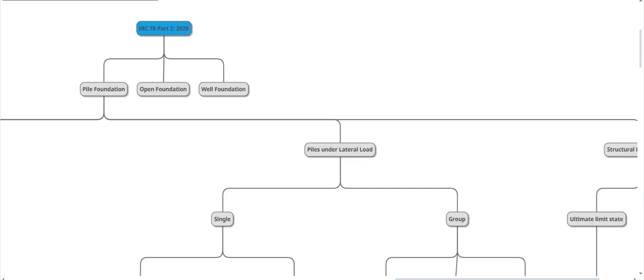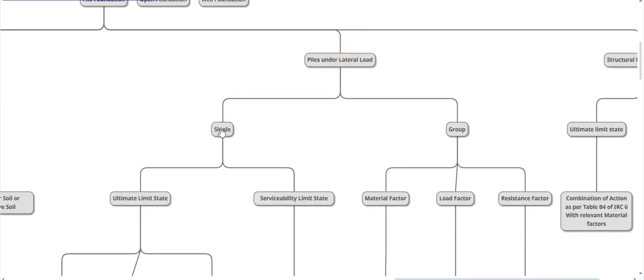Welcome back. We shall continue our discussion on IRC 78 Part 2, the limit state design of foundation. Till now, we have seen the open foundation and pile foundation in case of rock and soil, both under tension and compression. We'll move forward with the piles under lateral load. For piles under lateral load, we have two cases: one is for single pile and the second is for group action.